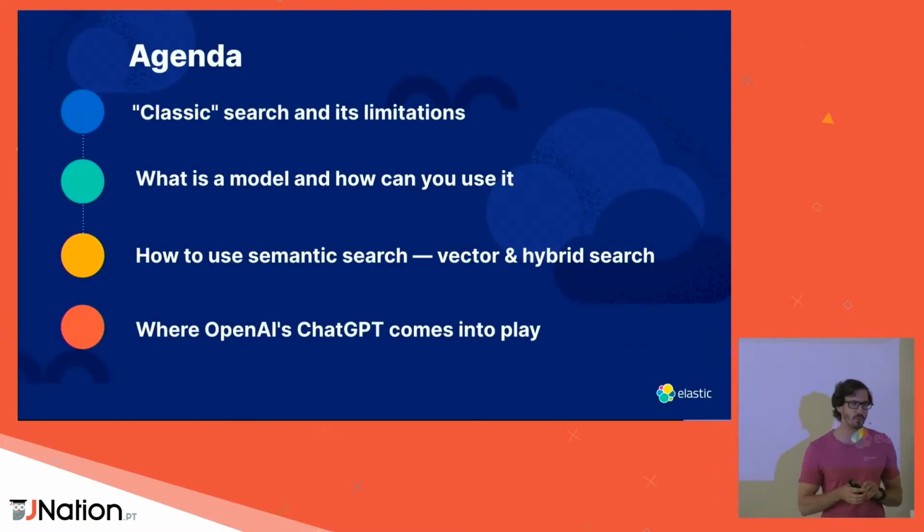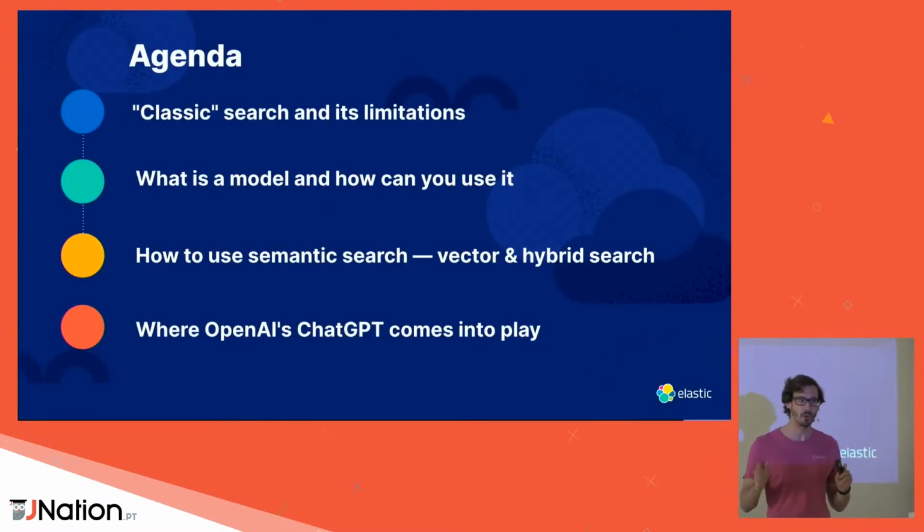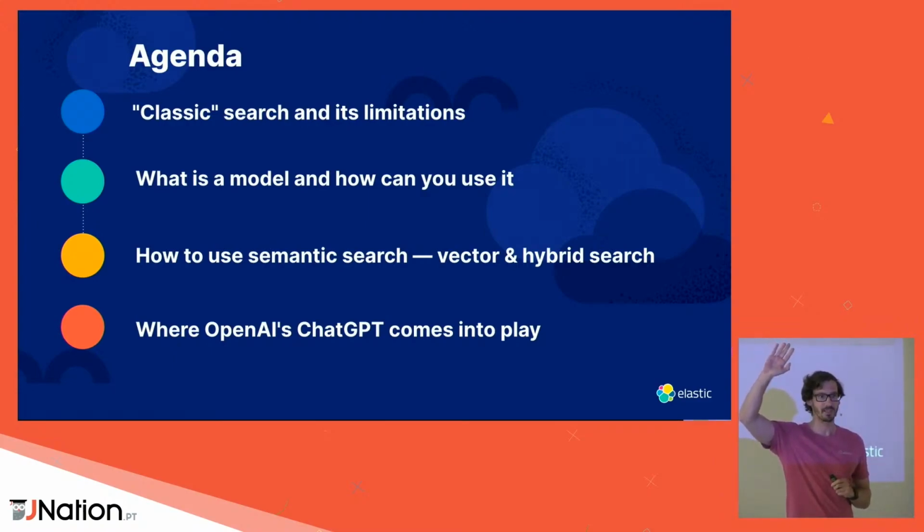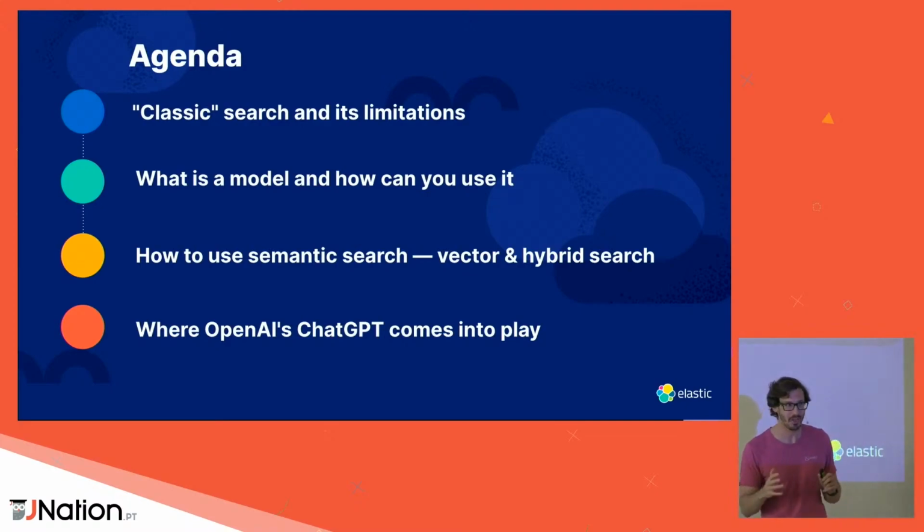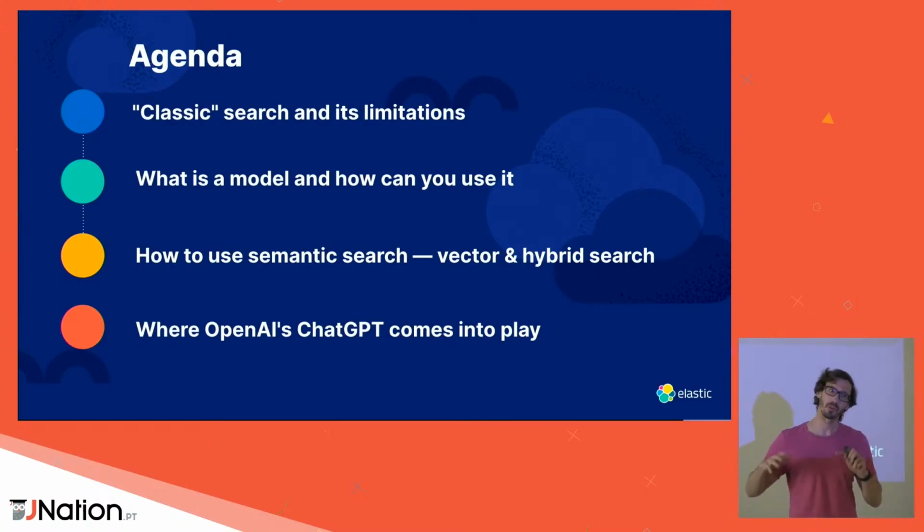I wanted to talk a bit about classic search, what you have probably already used. Who has already used search in their past developer life so far? Probably you have done classic search, and I'll try to show you what is classic search, what is semantic search, or the new hotness around vector search and hybrid search, and how all of these can be combined.